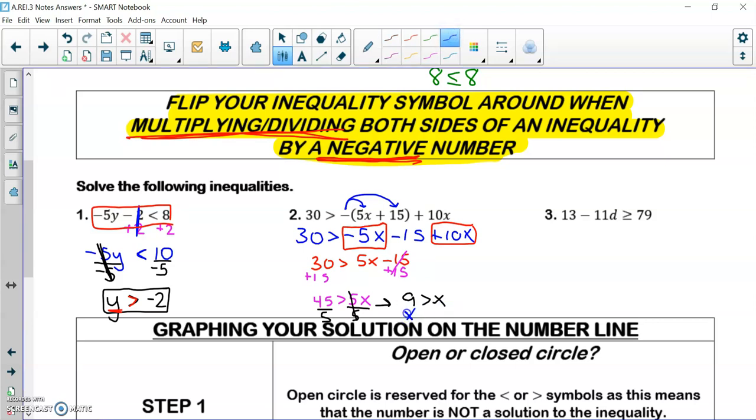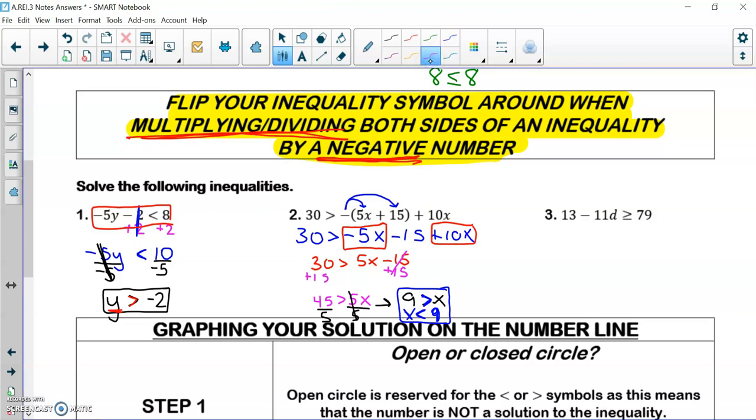Notice that the alligator is open towards the 9, so if I want to flip my entire statement around, the alligator mouth still needs to be open towards the 9. So I could either leave my answer as 9 is greater than x or x is less than 9. Those two statements mean exactly the same thing. You do not need to write both, but I wanted to show you that those are the same thing. So any number less than 9 would satisfy this inequality.